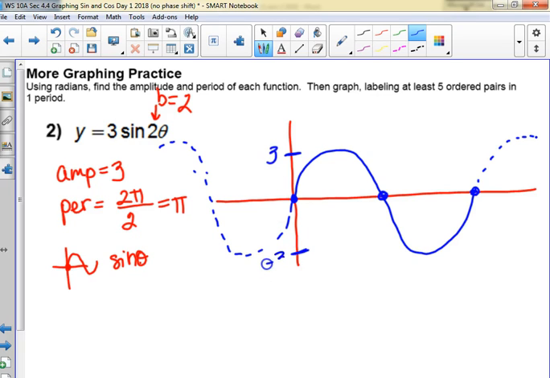3 and negative 3 because of the amplitude. What else do I want to label? Sam told me the period was pi. So where does that pi value go? At the end, before it turned dotted on my picture, right? This is pi. And because it's a sine graph, it's over pi and up 0.